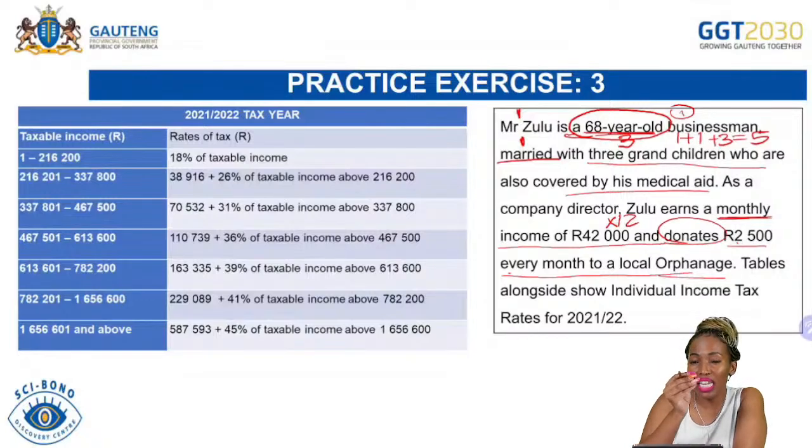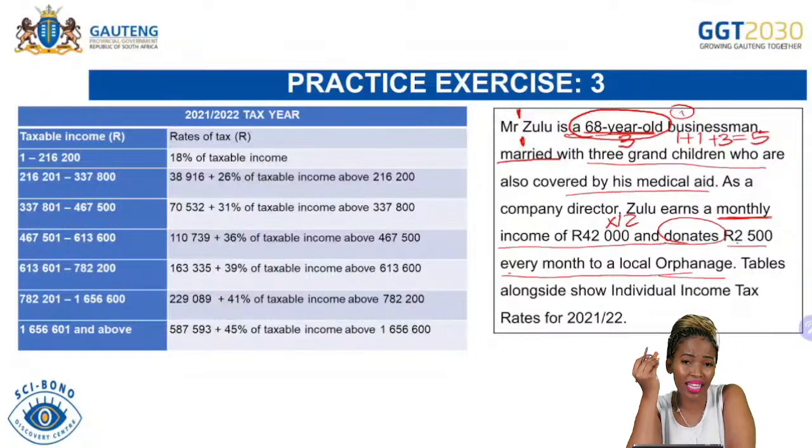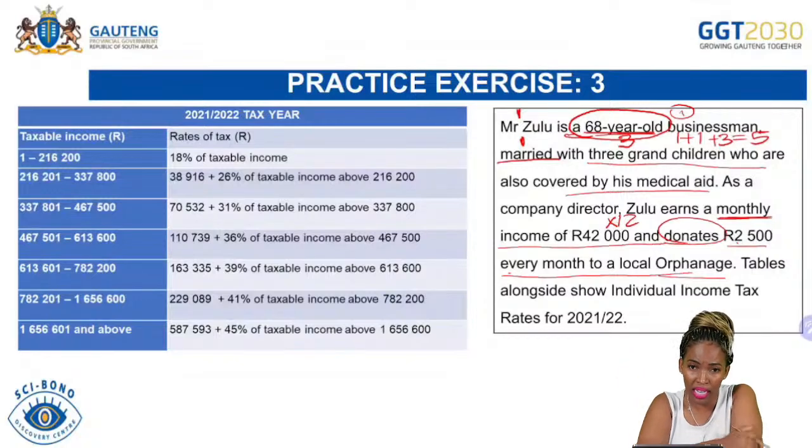So the examiner can ask you, what is the purpose of donations for taxpayers? Most of the taxpayers would rather pay for donations. They'd rather donate their income. And the purpose is to minimize the amount of tax that they have to pay. That is the main reason why most people opt for donations, to minimize the amount of tax that they have to pay at the end of the day.